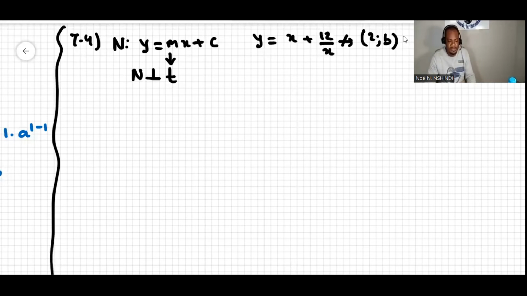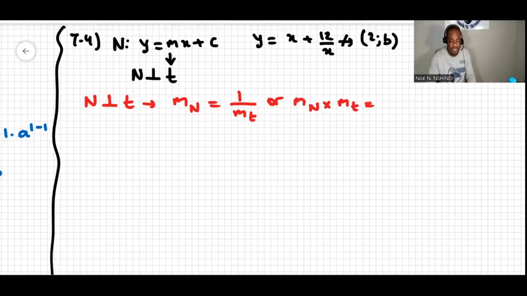We know that because the two lines are perpendicular, it means, I want to say here the conditions, because the line N is perpendicular to the tangent line. This means that the gradient of the line N must be equal to -1 over the gradient of the tangent. Or sometimes they say the product of the gradients will be equal to -1. Yes, negative, it's like that.